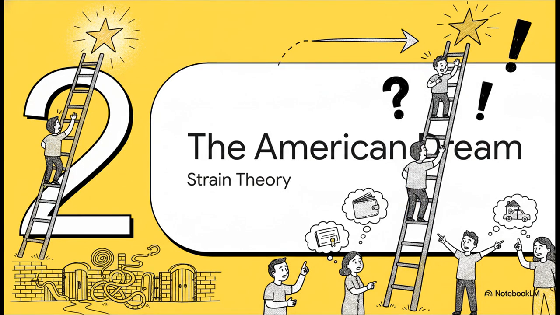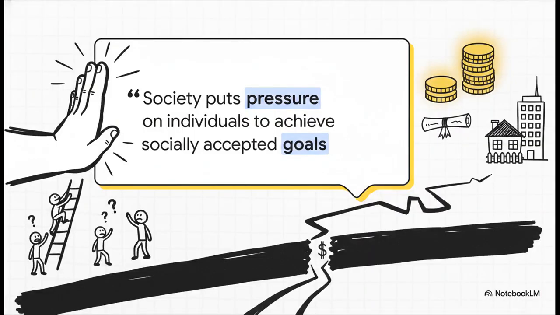Which brings us to Part 2, Chasing the American Dream, Strain Theory and the Pressure to Succeed. One of Merton's absolutely fascinating contributions looks at what happens when society promises everyone success, but completely fails to give everyone the tools to reach it. Back in 1938, he published his strain theory, basically stating, society puts pressure on individuals to achieve socially accepted goals, even though they lack the means to do so.